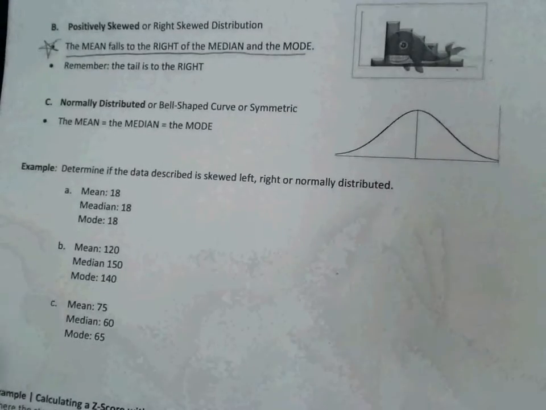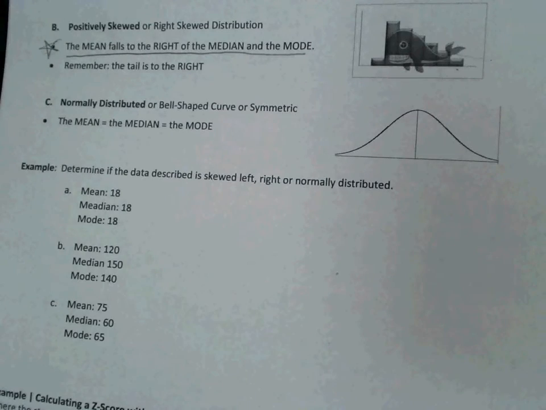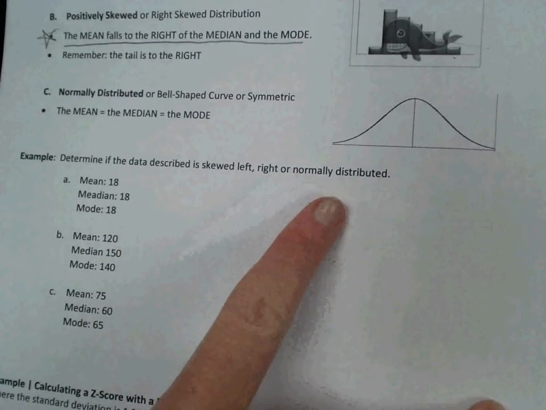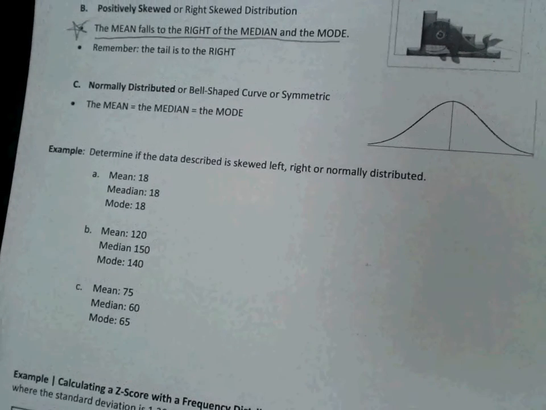Okay, here's your examples. Take a look at A, B, and C and try and decide if the data is skewed left, right, or normally distributed.